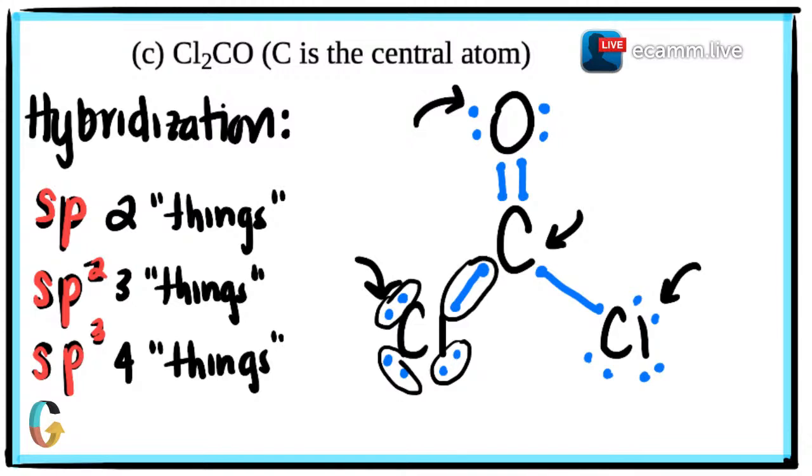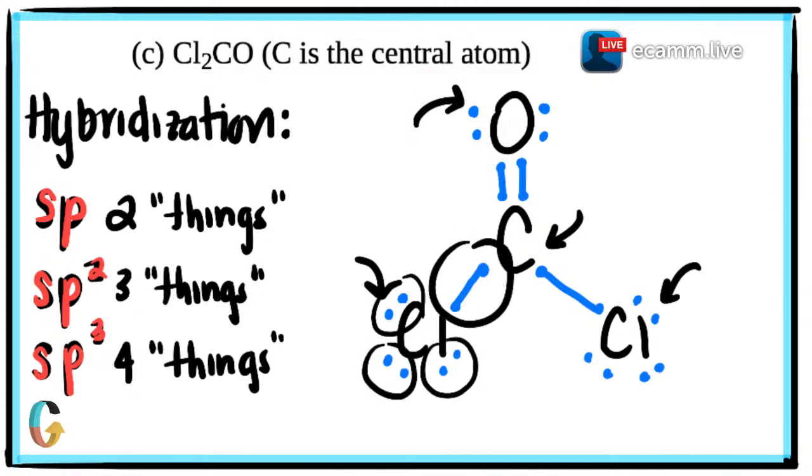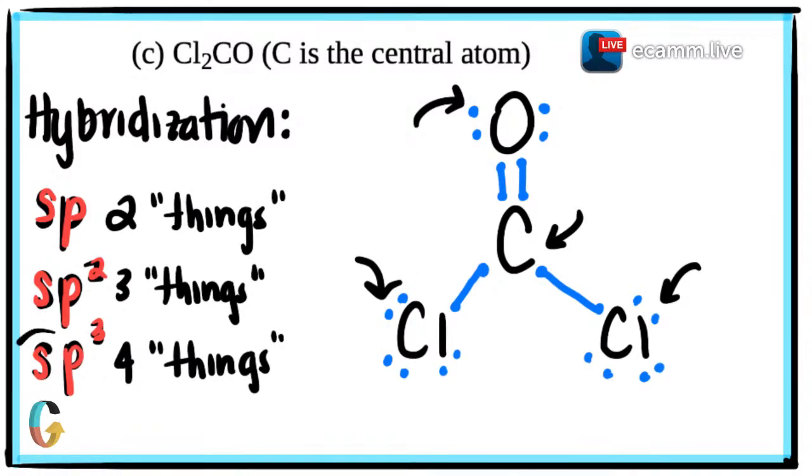You only count the things that are connected to the chlorine, right? I can't count this double bond. I can't count this single bond. I don't care about any of these other electrons for this chlorine because it's not affected by it. So, how many things? One, two, three, four. Four things, four letters, SP3. So this chlorine would have SP3 hybridization.